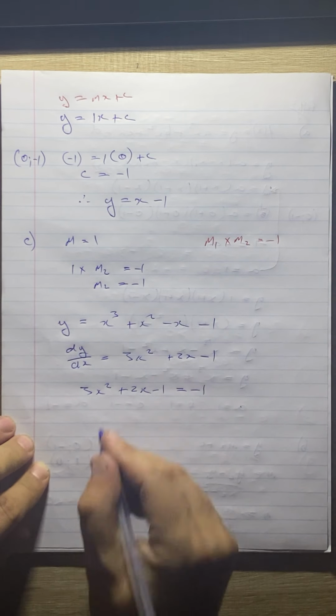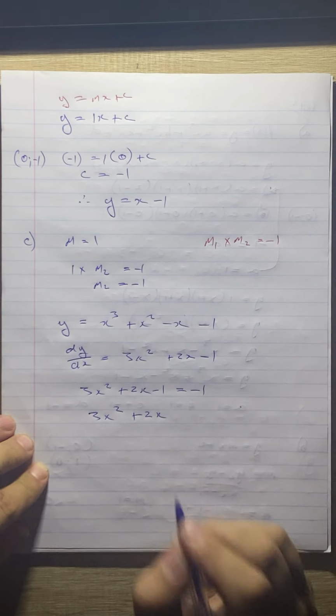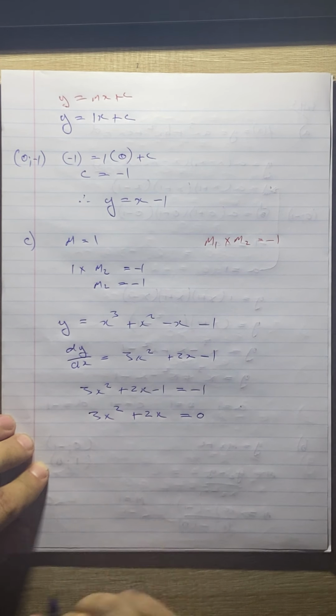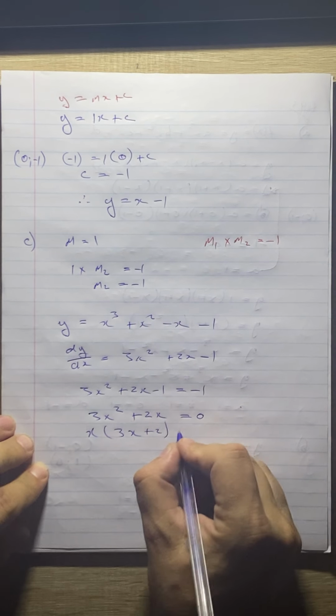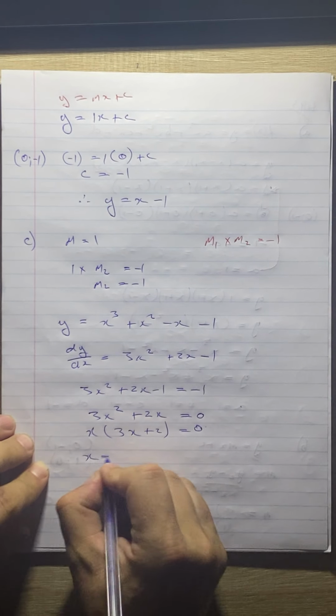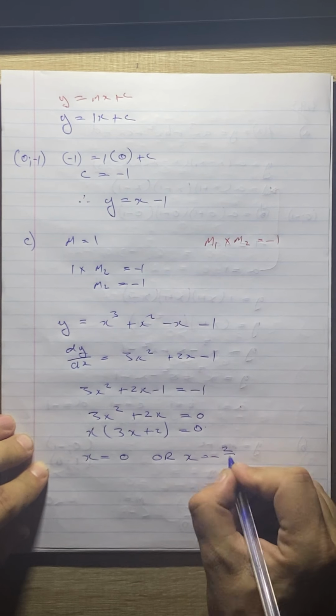So let's just take that to that side, and we get 3x squared plus 2x. They will cancel, equals 0. I can now factorize this, and then I can solve. So we get x is equal to 0, or x is equal to minus 2 over 3.